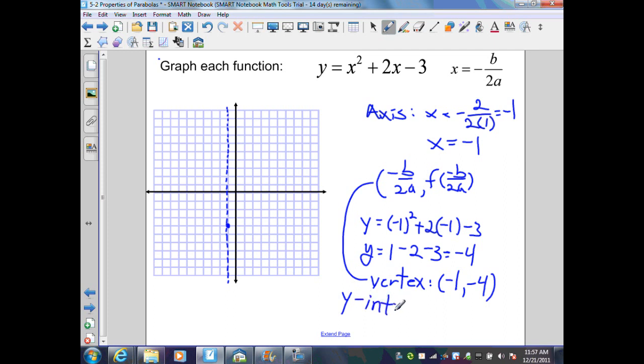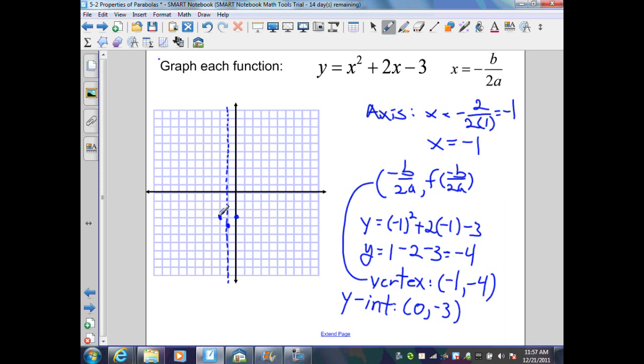And my y-intercept is 0, comma, c. And my c is negative 3. That's going to give me 0, 1, 2, 3. I map the mirror image over the axis of symmetry. It's 1 unit to the right of my axis of symmetry, so I'm going to count 1 unit to the left for its mirror or reflected point.